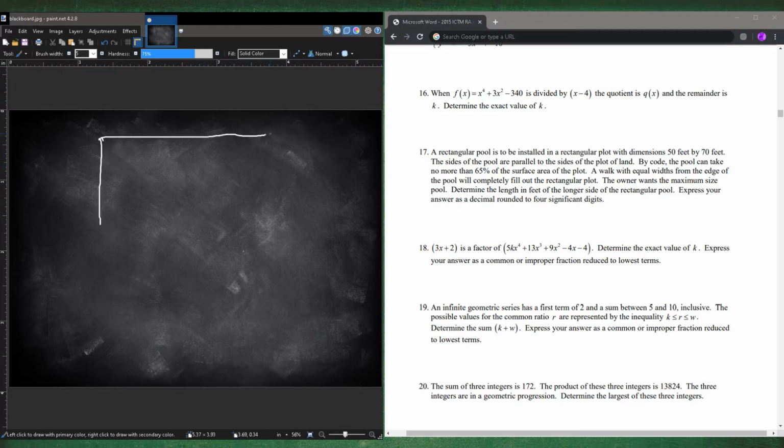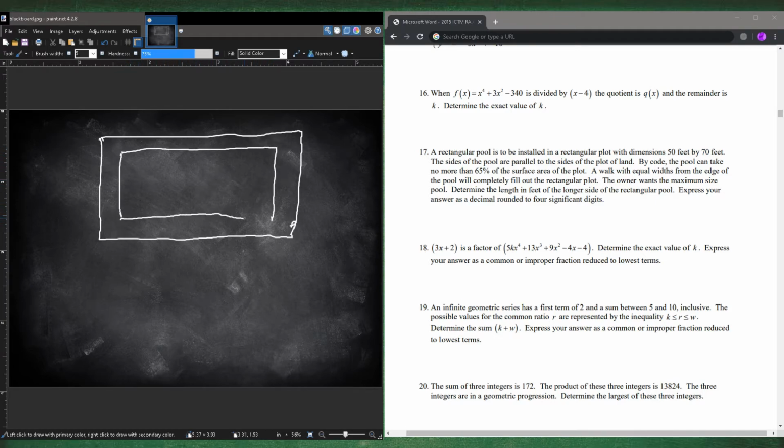So basically, let's kind of understand this using a picture. So this is our plot of land, and it's separated into a walkway and a pool. So this is our pool, and the other area, like on the side, is the walkway. So basically, since the owner wants a maximum size pool, and we can't take more than 65%, that means inside this area, the maximum is 65%. That's the maximum we can get. Now, let's call this our length, and this is our width, and let's call this x, right? Because it says equal width for the walkway. Okay, so they're all length x.